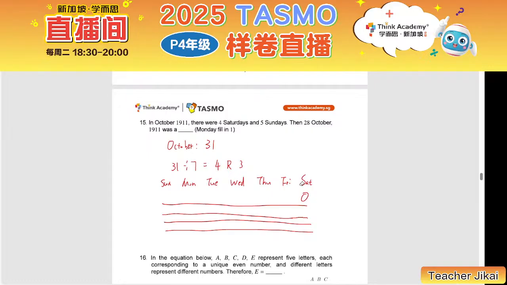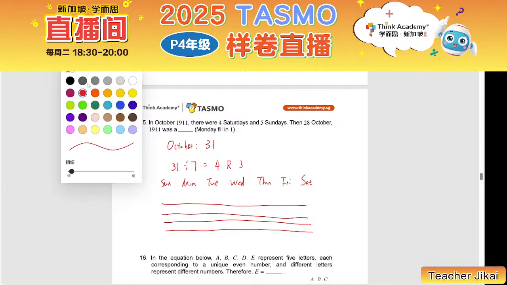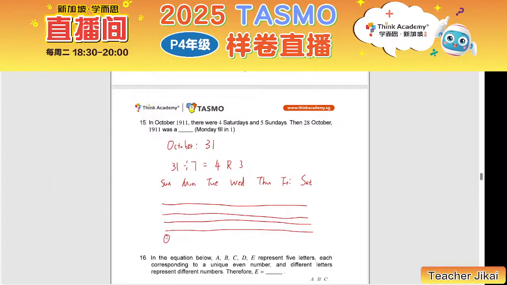So of course we cannot put the Saturday, the first day, here. So where are the remaining 3 days? We can only put them after the 4 weeks, so Sunday, Monday, and Tuesday. So we know this is the last day, the 31st, this is the 30th, the 29th. So of course the 28th is here. So we know the 28th is a Saturday. So the answer here is 6. Alright.